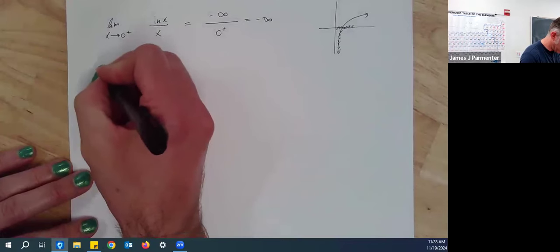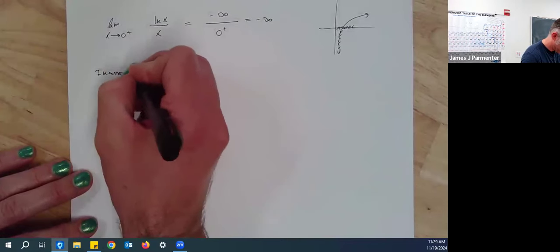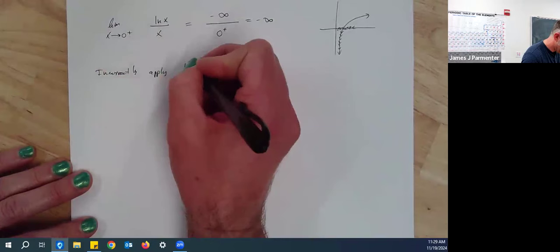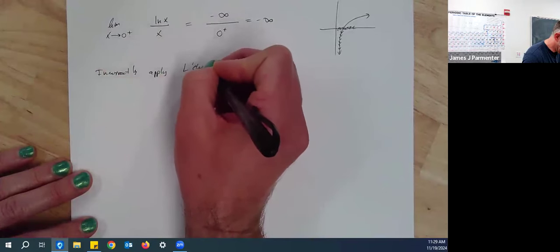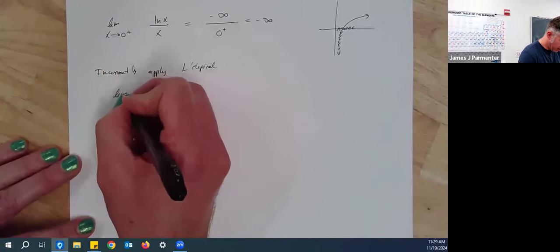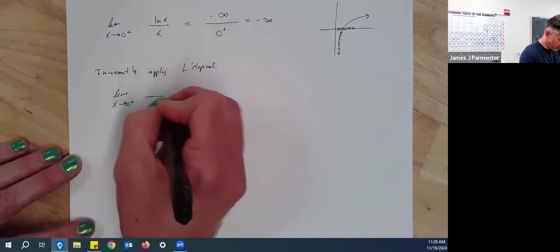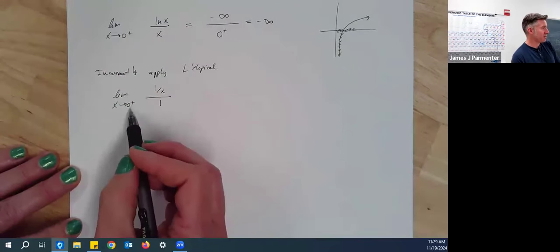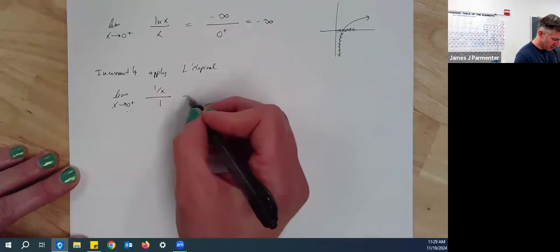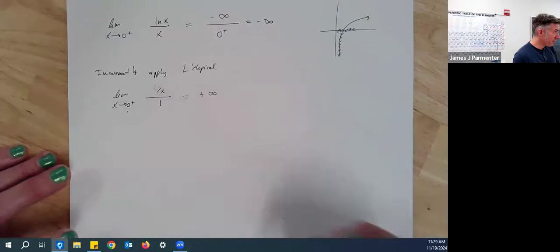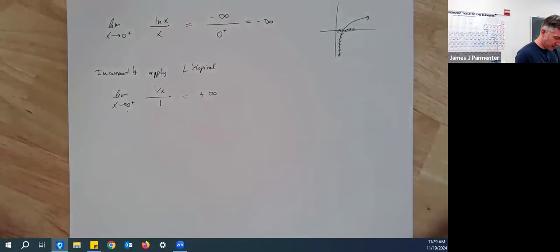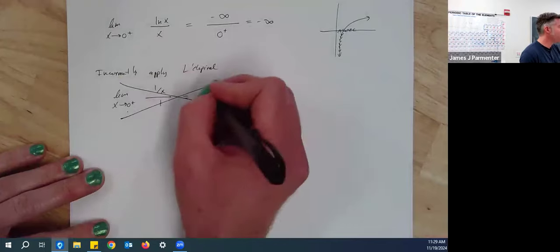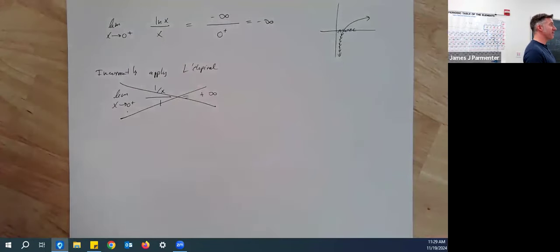If we were to incorrectly apply L'Hopital's rule, right? Because again, it's not 0 over 0 or infinity over infinity. You'd have the limit as x approaches 0, the derivative of the top is 1 over x, the derivative of the bottom is 1. And now, as x goes to 0 from the right, 1 over x goes to positive infinity, which would not be the correct answer to this question. So I just want to emphasize here, you can only use L'Hopital's rule when you have the right type of indeterminate form: 0 divided by 0, or some sort of infinity divided by some sort of infinity.